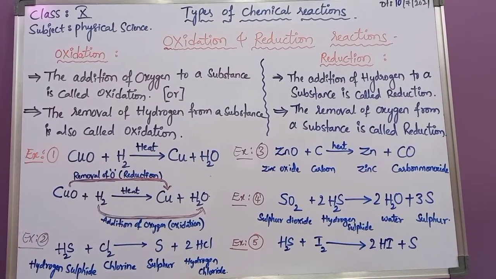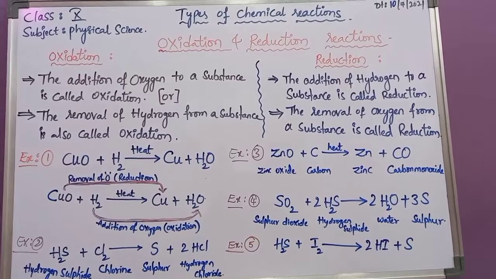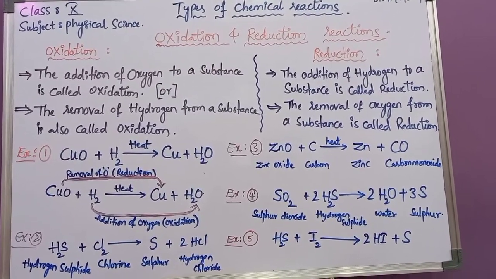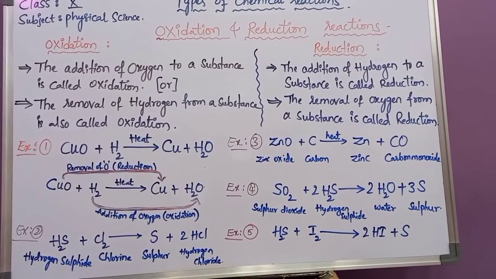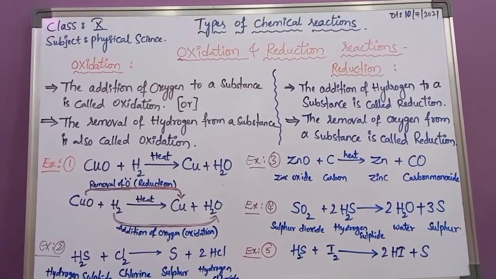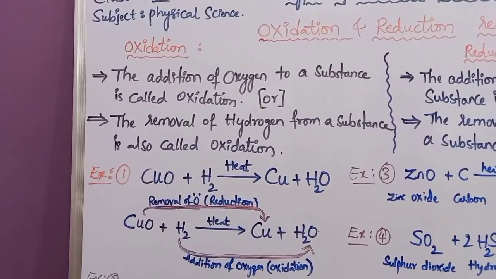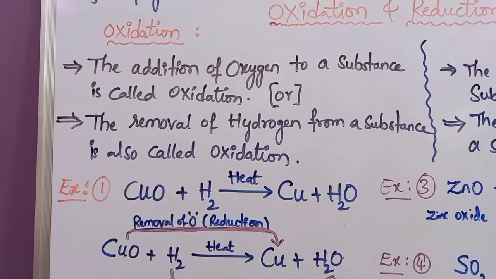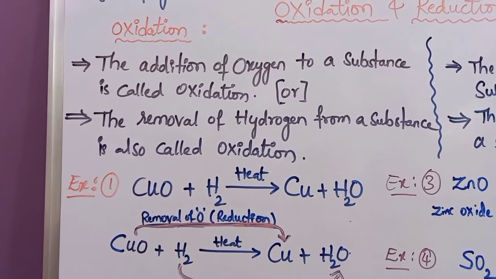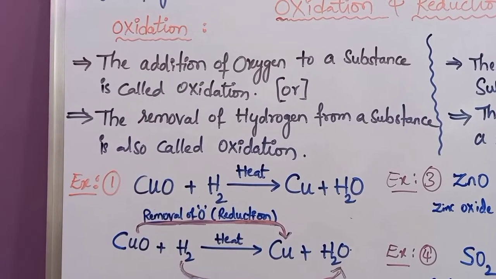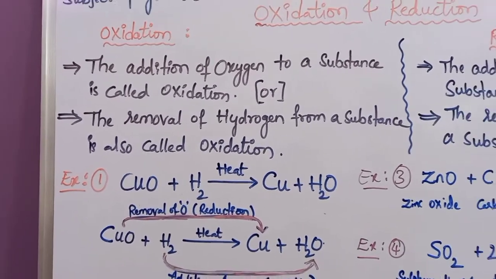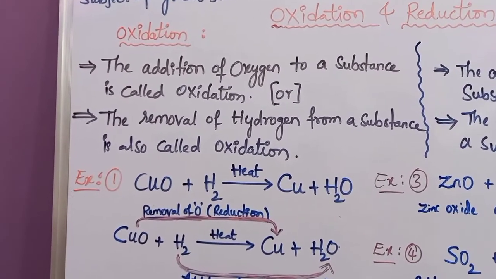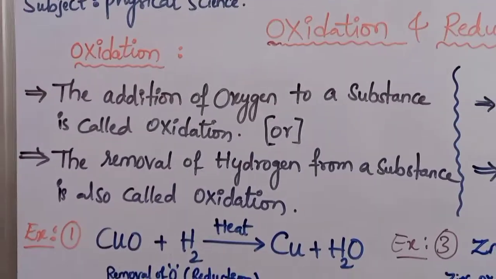Before going to see some examples of oxidation and reduction reactions, first we have to see what is oxidation and what is reduction. It is very important to understand the difference between oxidation and reduction reactions. Okay, so see the board carefully. Here oxidation is defined in two ways. The first one is the addition of oxygen to a substance is called oxidation. That means oxygen is added to the substance. It is also called gaining of oxygen. Addition of oxygen or gain of oxygen.